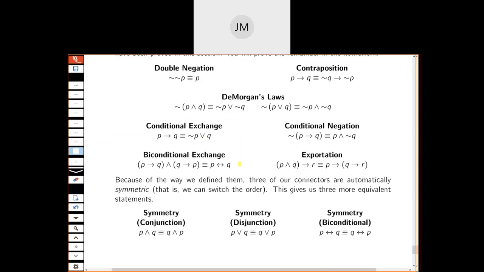We also talked about symmetry a little bit. The and, the or, and the biconditional statement are symmetric. So when you change the order, you get the same thing. So those are automatically equivalent. And we didn't look at a truth table to do that. We could just say that when we're doing a truth table, it doesn't matter which one comes first.